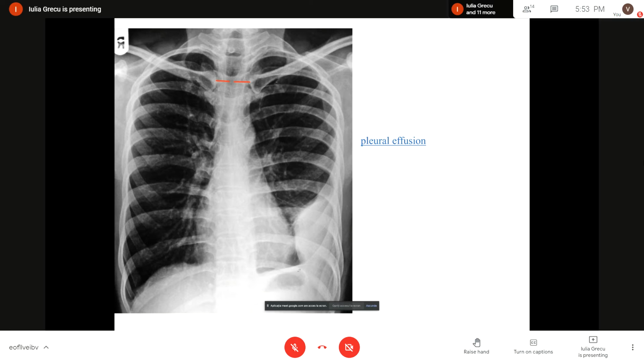Okay. We have the costodiaphragmatic angles on the film. We have the apexes of the lung. We miss a bit of the soft tissue, but it is a good performed film. So what about the disease that you can identify here? Blunting on the left in the costodiaphragmatic angle on the left side. Okay, there is a blunting of the costodiaphragmatic angle. Okay.